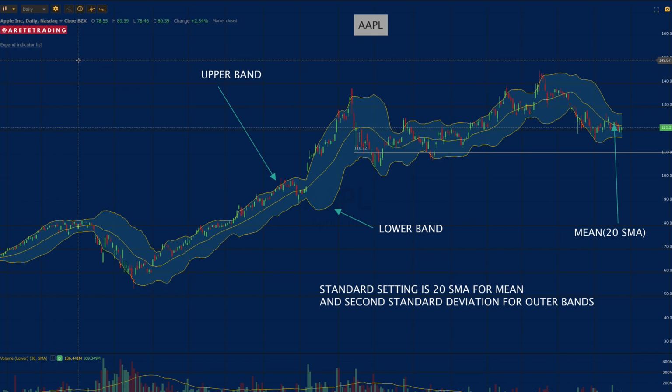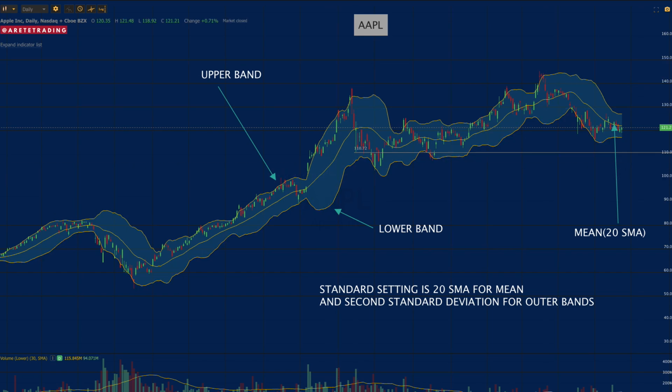Some people may play around with that, and in your own free time, you're welcome to, and see what it does. This is the baseline. Lower band, upper band, mean. And it's all based upon where the mean is. And that's how it goes going forward. So that's what they are, and this is how they work.